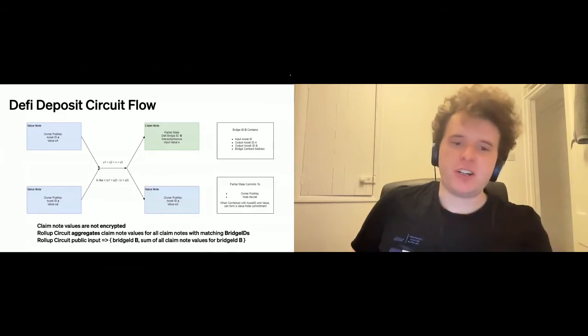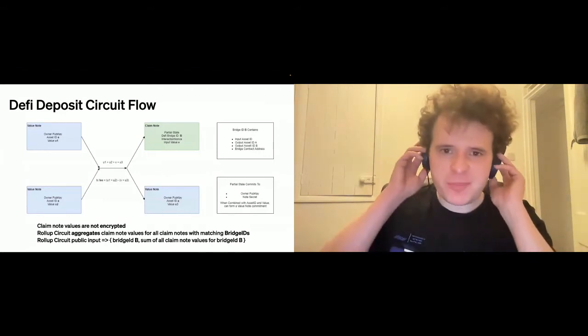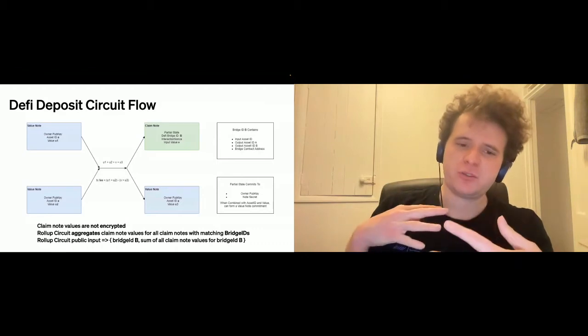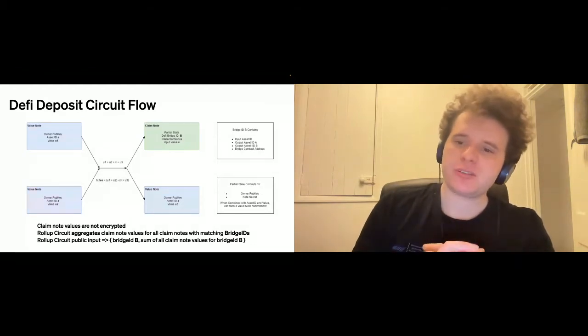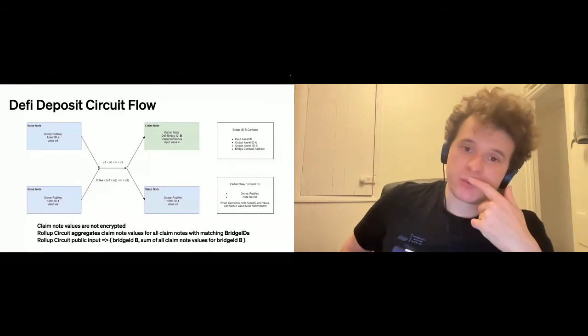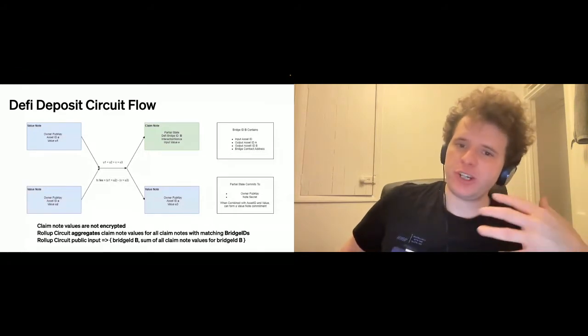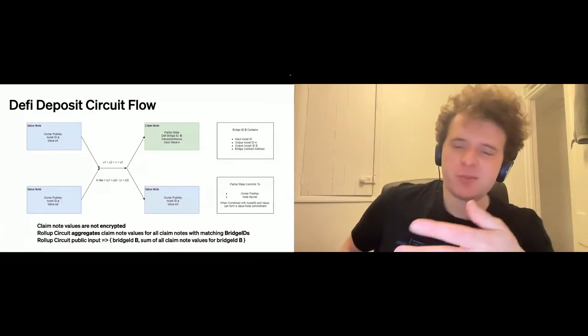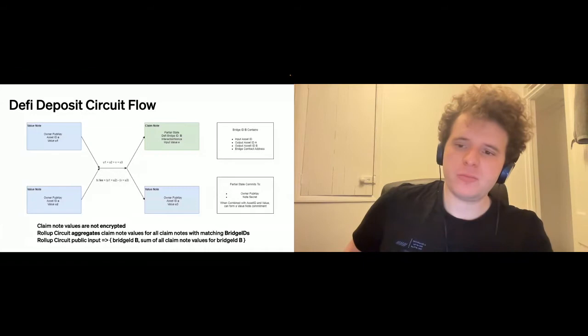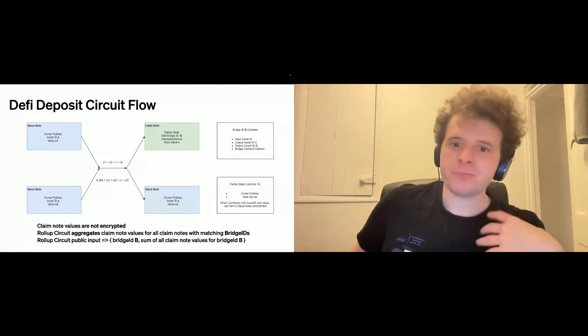So you have two input value notes, they get destroyed. And in their place, you have an output value note, which is kind of like your change note, a remainder note, and a claim note. And the claim note is a bit of a weird construction because it represents a claim on a future transaction that has yet to be processed, specifically this layer 1 DeFi interaction.